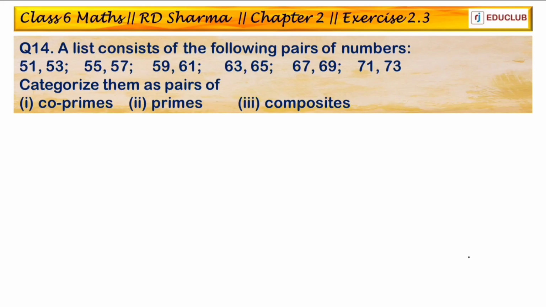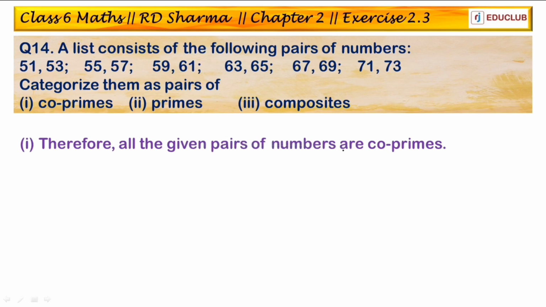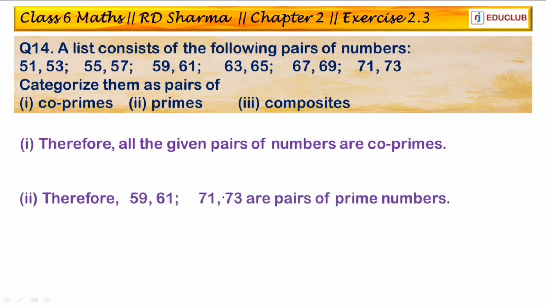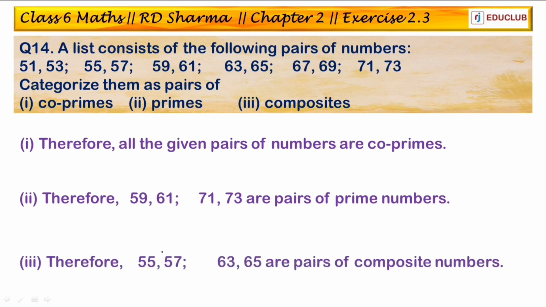So let us summarize according to the questions. All the given pairs of numbers are co-primes. The pairs 59 and 61, and 71 and 73 are the prime number pairs, because they have only the number itself and 1 as factors. Next, composite numbers: the pairs 55 and 57, and 63 and 65 are composite numbers as they have more than two factors.